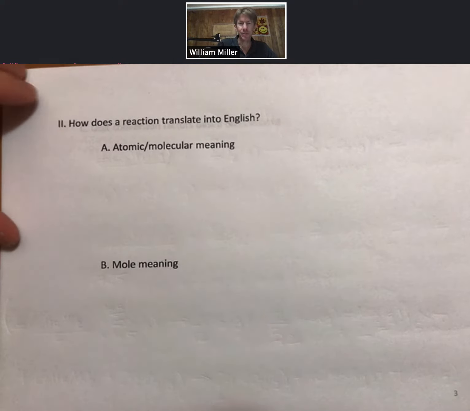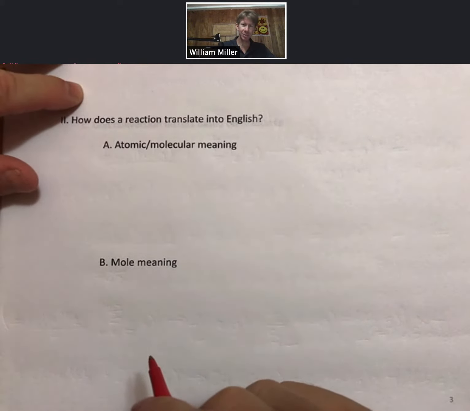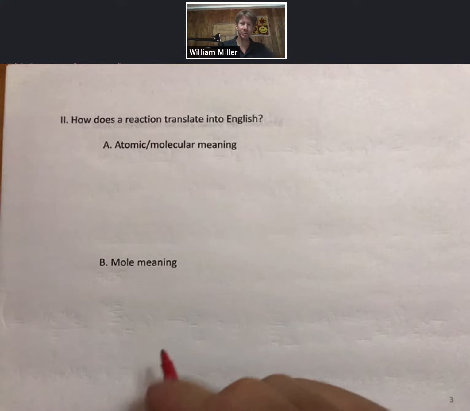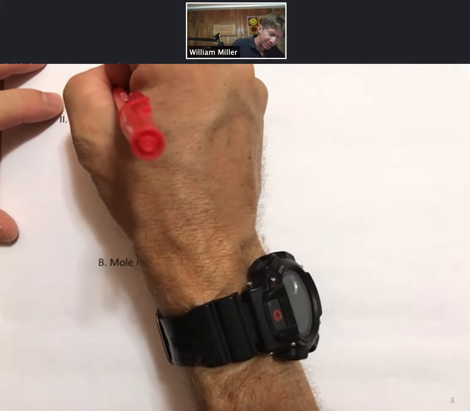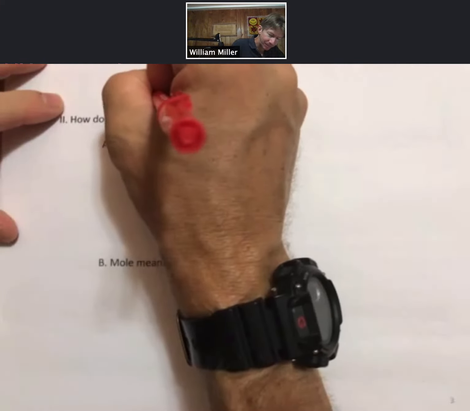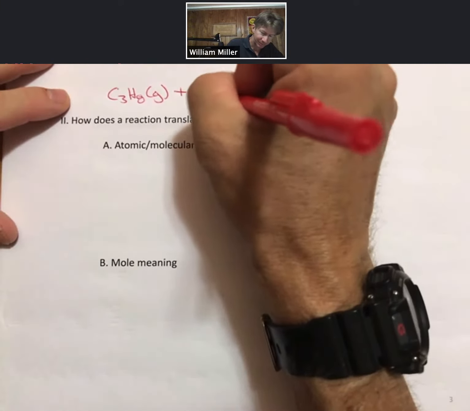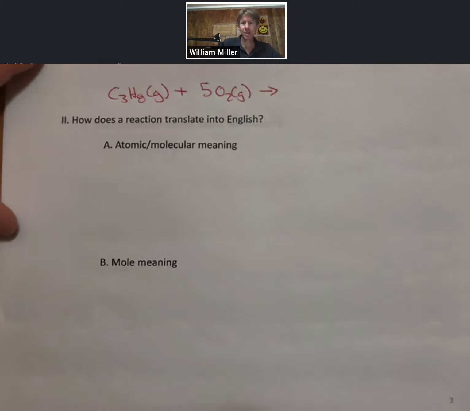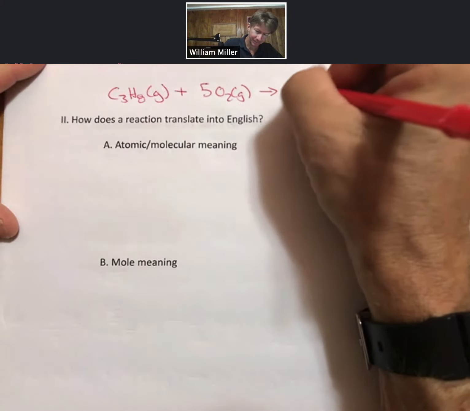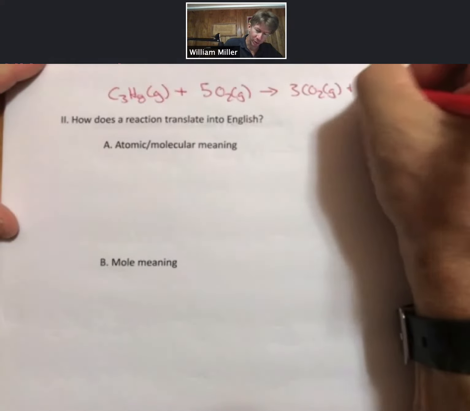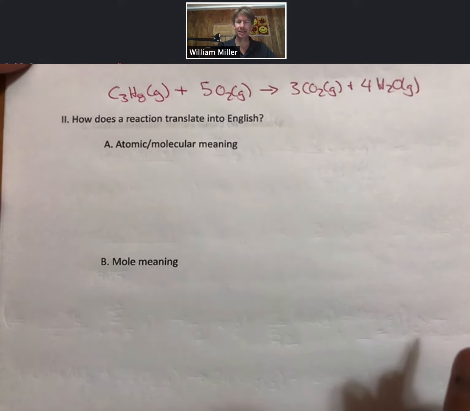Roman numeral 2. How does a reaction translate into English? Well, just so we have it on this page, I'm going to write the combustion reaction from the last one on the top. That's going to be for propane, by the way. So C3H8 is propane. Add 5 oxygens, and you will produce 3 carbon dioxides and 4 water vapors. Okay. And we could have chosen any of them, but this is nice because it's got a lot of different numbers in it.